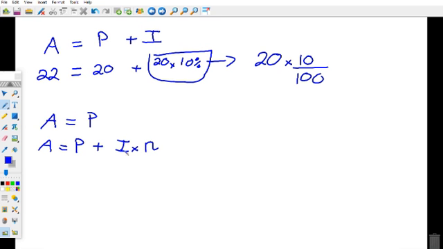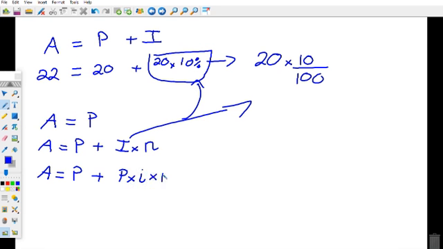Now have a look, let's break down what this means. Do you see my A is equal to P plus my interest here? We saw it is going to be my principal multiplied by my interest rate, which was 10%, multiplied by my time period. So all we did, we broke down that interest into the P times my interest rate. Any questions there? You got it. So now I can simplify that.